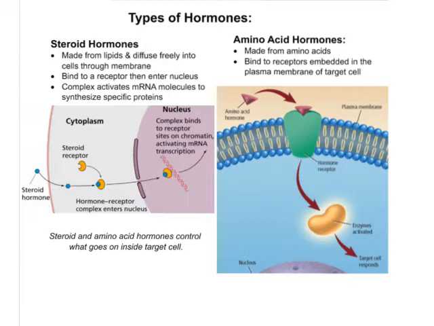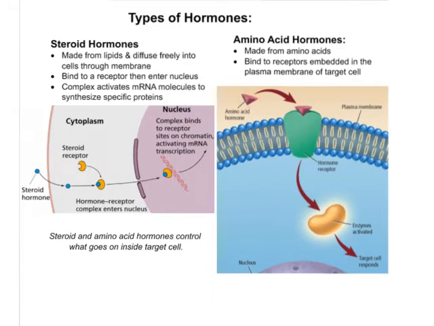And inside the cell, it then activates messenger RNA molecules, so special RNA molecules, to synthesize very specific proteins inside the nucleus. And here is a different kind of hormone. The amino acid hormone is made from amino acids, and it does not cross the plasma membrane freely. So instead of the steroid hormone mechanism, it has a different mechanism.